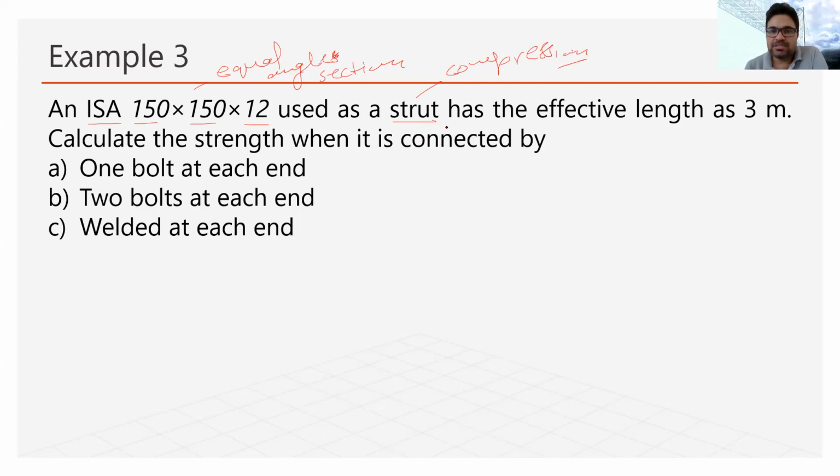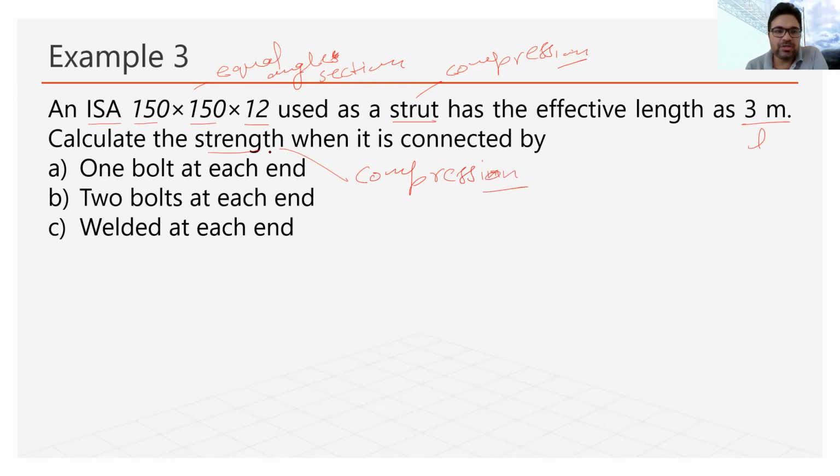And this strut has an effective length of 3 meters, which means the L value is given. So we need to calculate the strength. Well, here strength means the compressive strength, because we are talking about the compression member. So compressive strength we need to find out here.